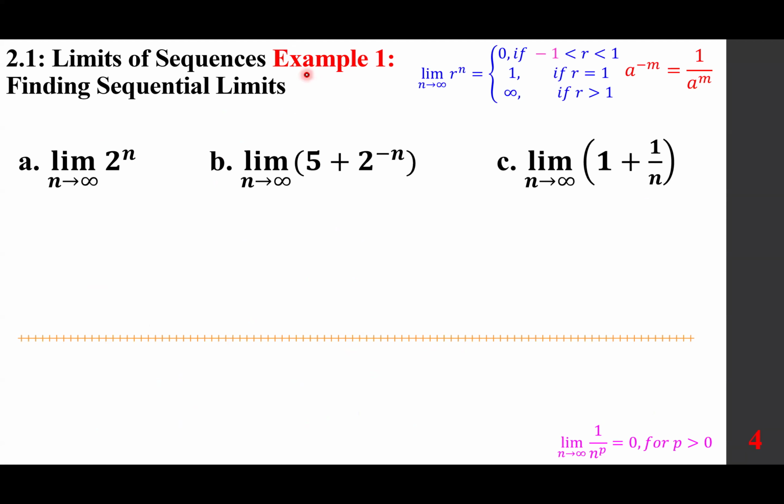Limits of a sequence, example 1, finding sequential limits. The limit of 2 to the power n as n approaches infinity. So we are going to remember the theorems that we observed. The limit of r to the power n as n approaches infinity depends on the value of the base r. If it's between -1 and 1, it's 0. If it's 1, it's 1. And if it's larger than 1, it's infinity.